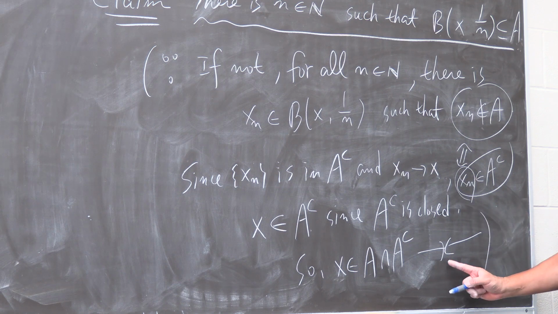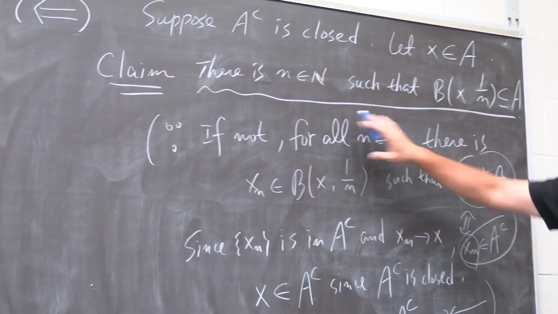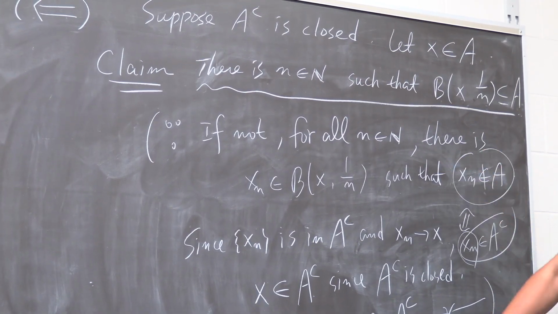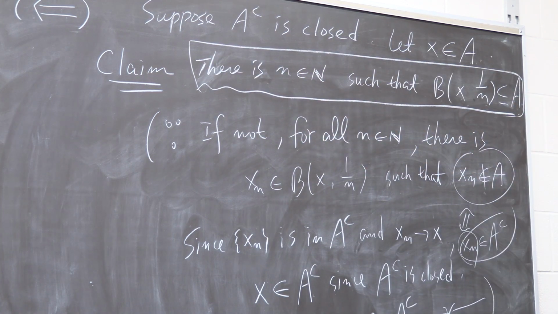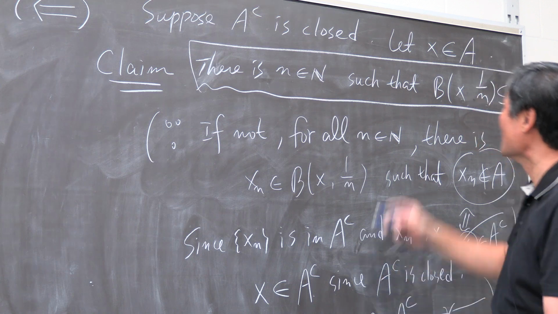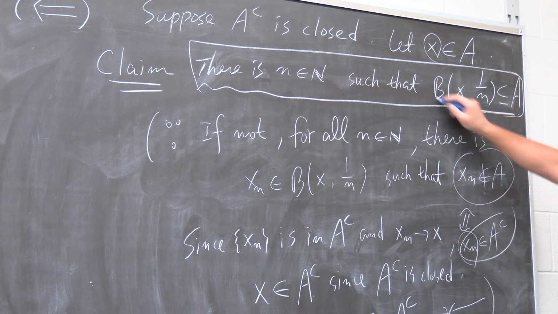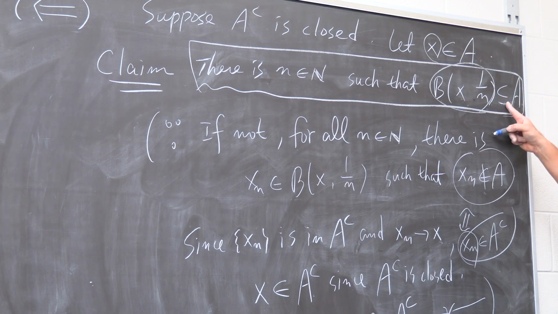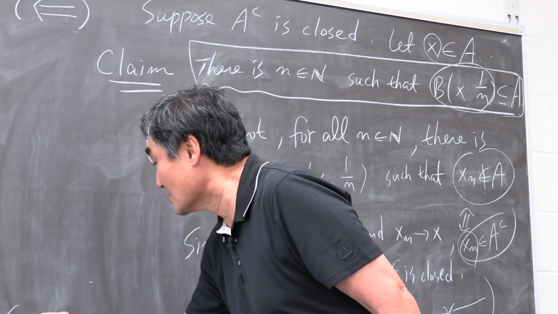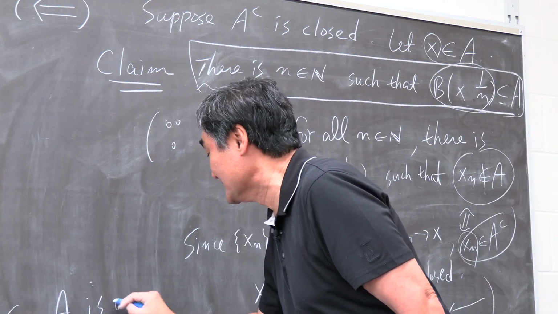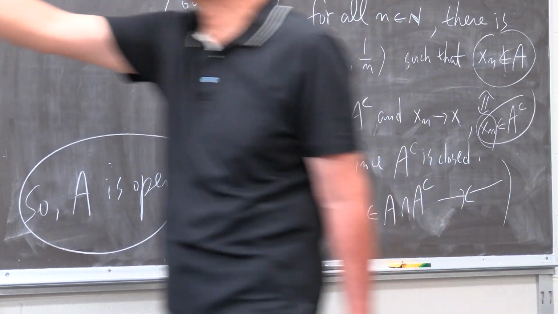Why does that contradiction happen? The contradiction happened because we negated our claim, so we must accept that claim. That claim must be true. So no matter what point x in the subset A we choose, there is some 1 over n neighborhood around it which is still sitting in the subset A. So we must conclude the subset A must be open, which is what we desired.